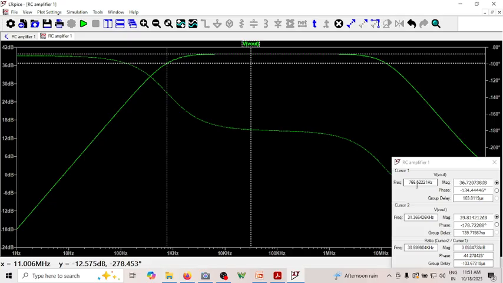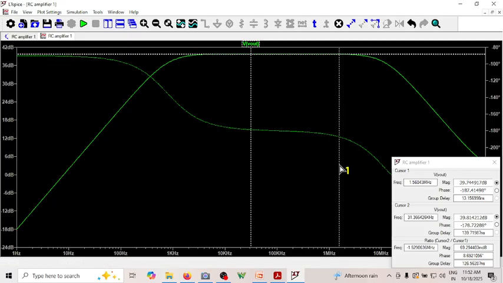I will write the frequency response, and so here it is: 36.72 dB. Maximum gain is 39.8 dB, and this frequency is 766.2 hertz. Let me find the other frequency. Let me keep it on this side.